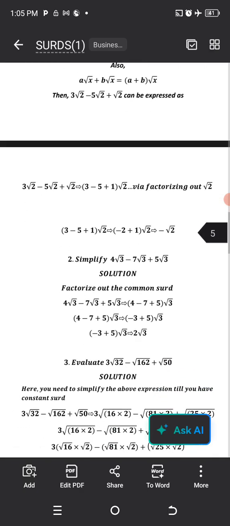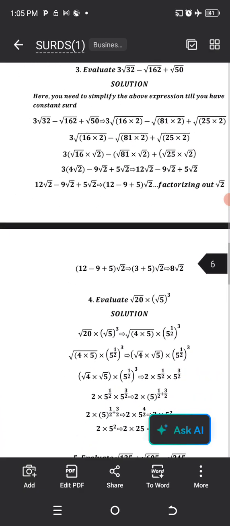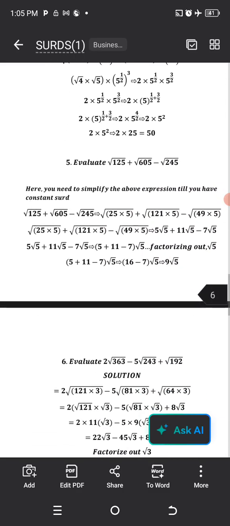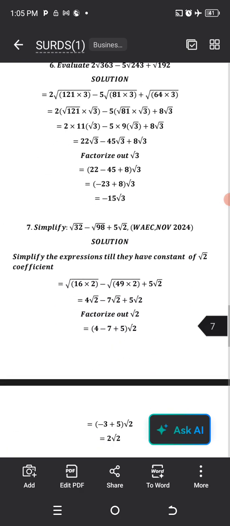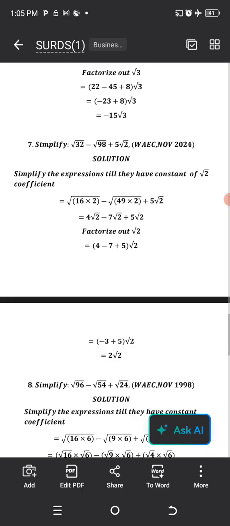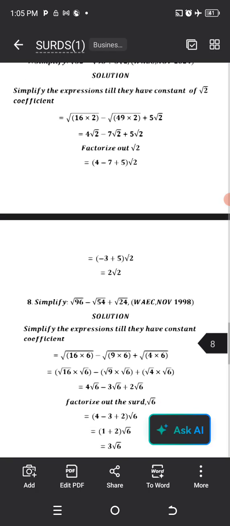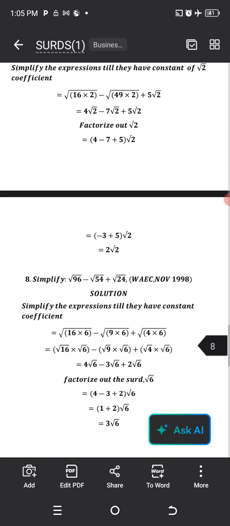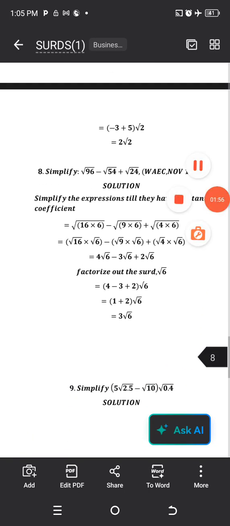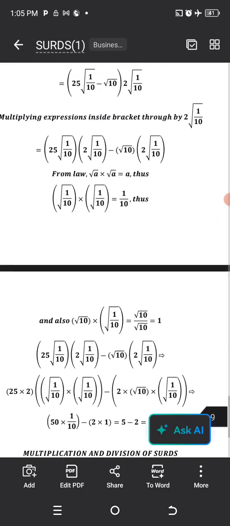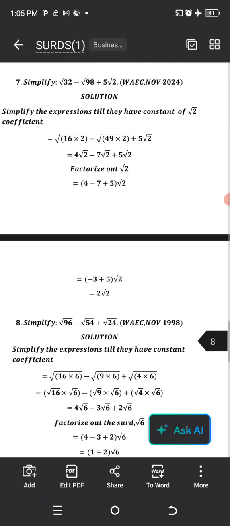So we see this is question 1, this is question 2, this is question 3, this is question 4, this is question 5, this is question 6. You see, I solved a lot of questions, so even if I did not explain much, going through the questions, watching carefully, and trying to solve them on your own, you will find it easier in tackling any surd question. That is question 7, question 8, this is question 9, which is the last question I solved. So let me just start from question 1.